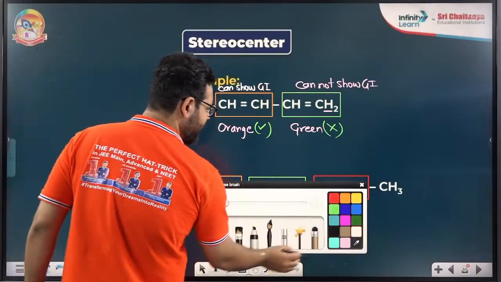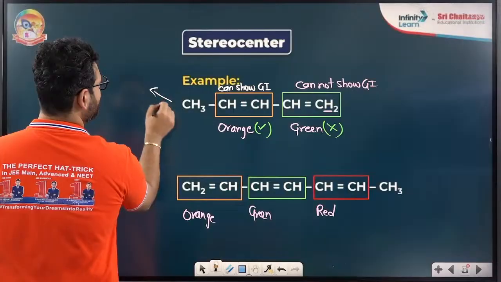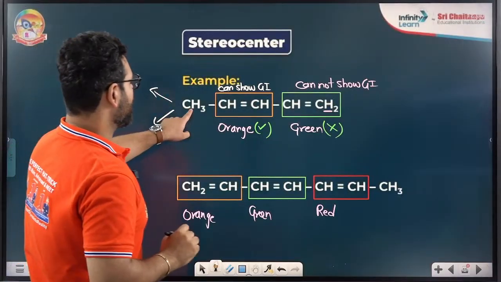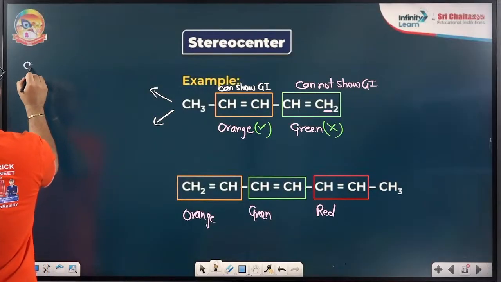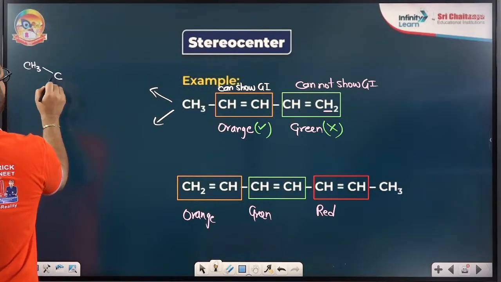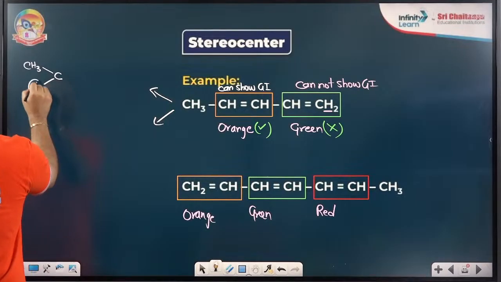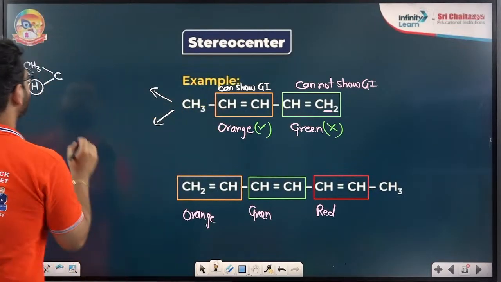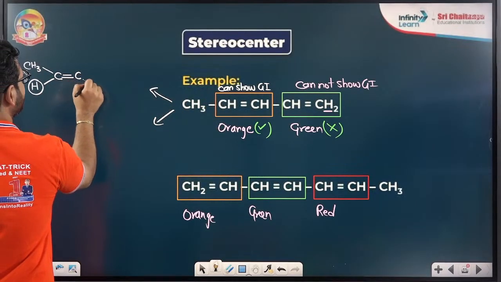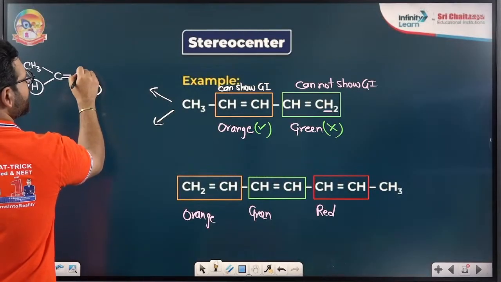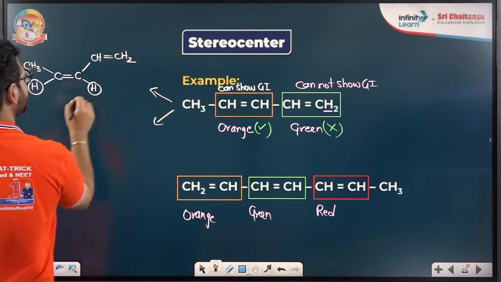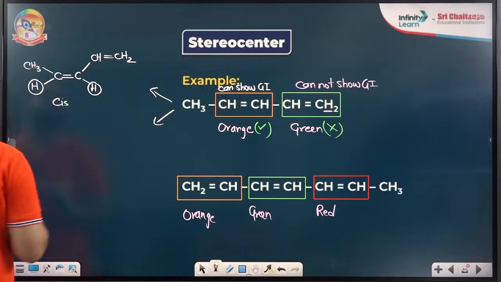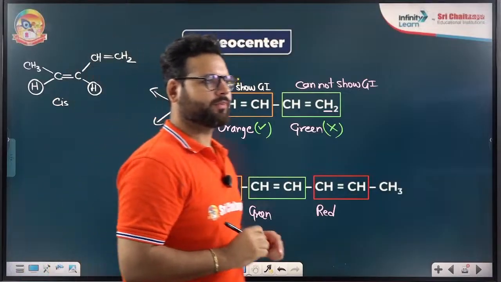So I can draw the two isomers as well now. Two isomers will be possible, everybody. I can draw a cis. Cis will look like this. Please see here, everybody. CH3. On this carbon, hydrogen is downside. On the other carbon also, I am keeping hydrogen on downside. So CH double bond CH2 on the top side. This is the cis isomer.